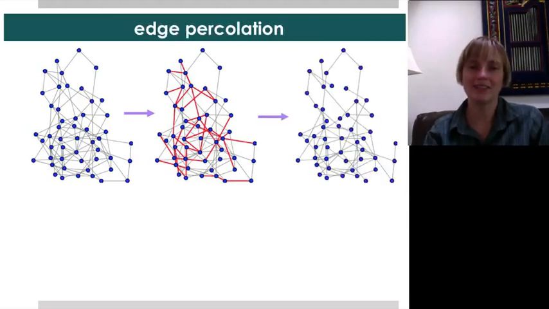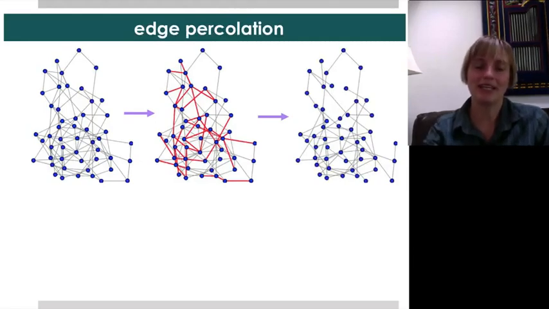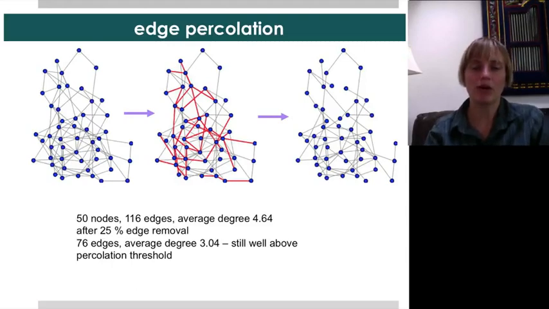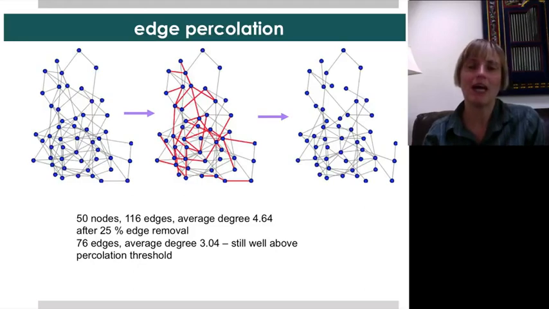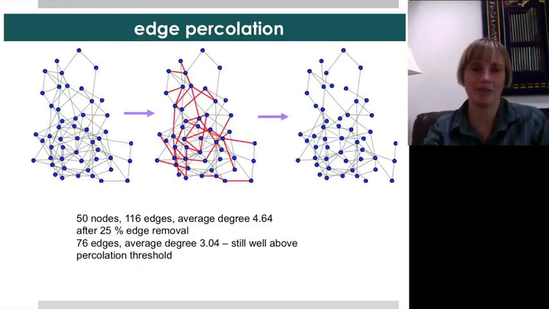If we look at this, we can see that actually the giant component wasn't even really affected. And that is because if we remove a quarter of the edges, we drop from an average degree of 4 point something to an average degree of 3, which is still well above the percolation threshold, and we still have most of the network intact.